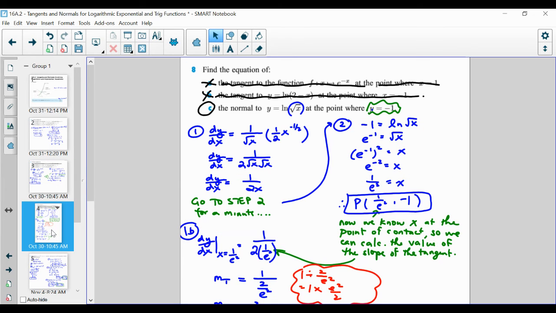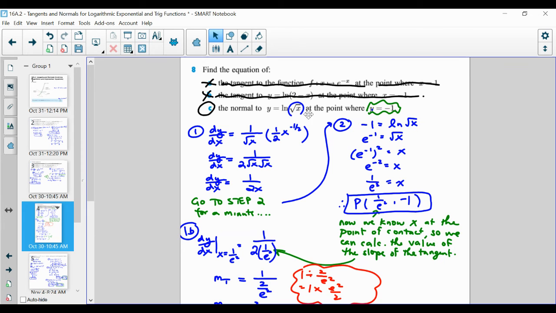For our last example, I want to write the normal. So I'm going to take the derivative of ln of root x, which is 1 over root x times the derivative of root x. When I simplify that, I get 1 over 2 root x times root x, or just 1 over 2x. Now, I'm going to go to step 2.